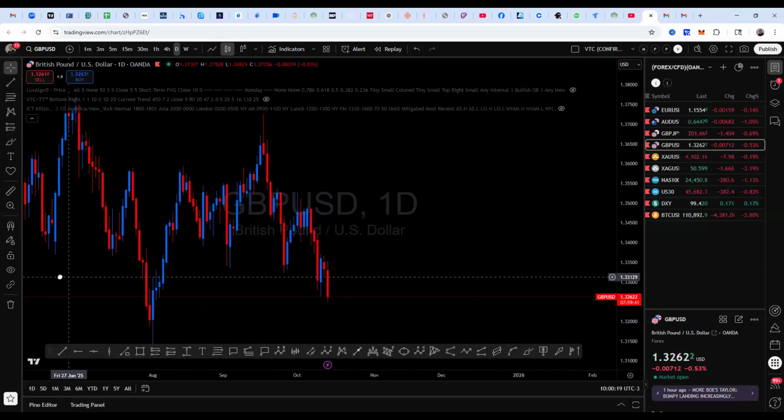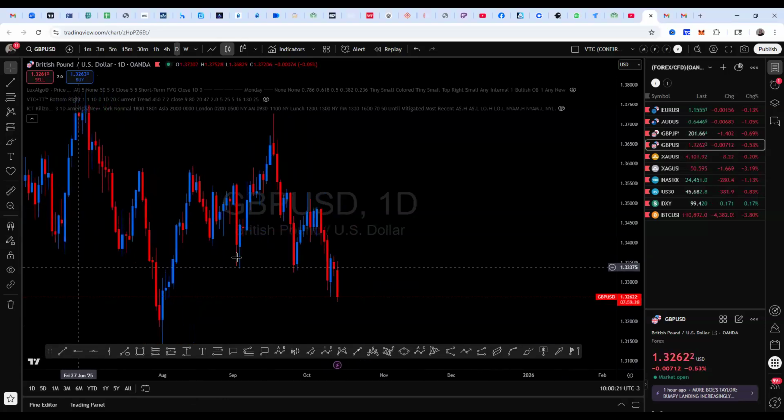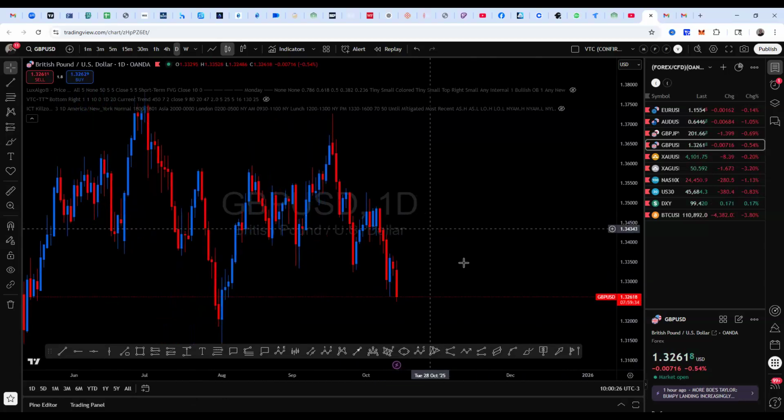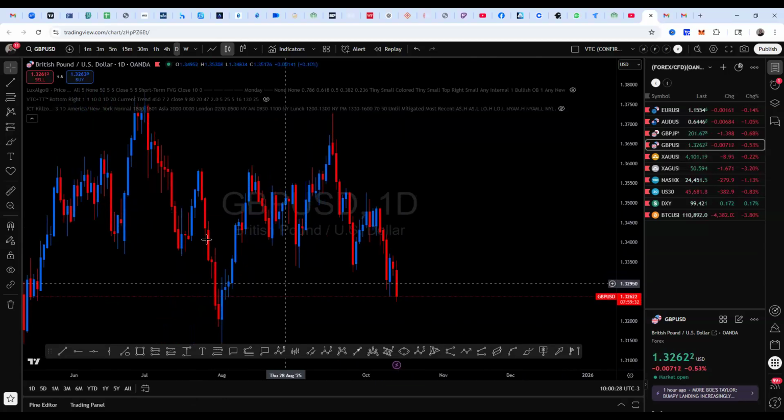And today we're going to actually trade the GBP pair, GBP US dollar. And we're going to be implementing our liquidity strategy. And so let's get started.